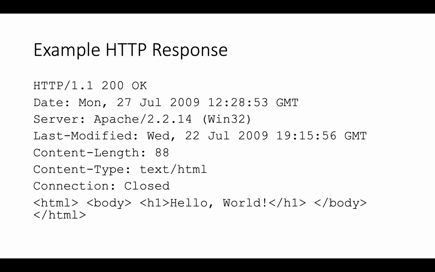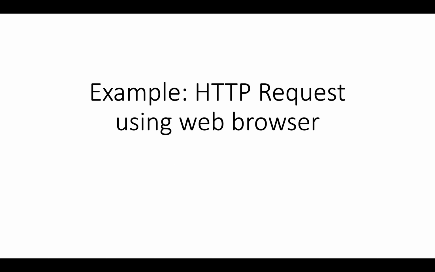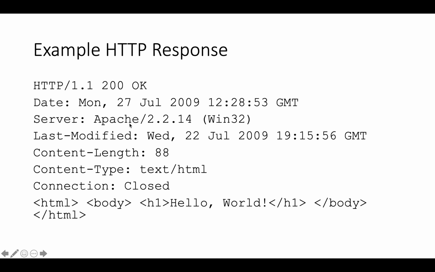The rest of the stuff in here, I don't know why my mouse isn't moving anymore. Okay, there it goes. So these are headers. This is the date that the response happened. This is the web server software that's being used. This is when the content was last modified. This is how big the content is. Now, this content type is important. This is the type of content that it is, so in this case it's HTML content.